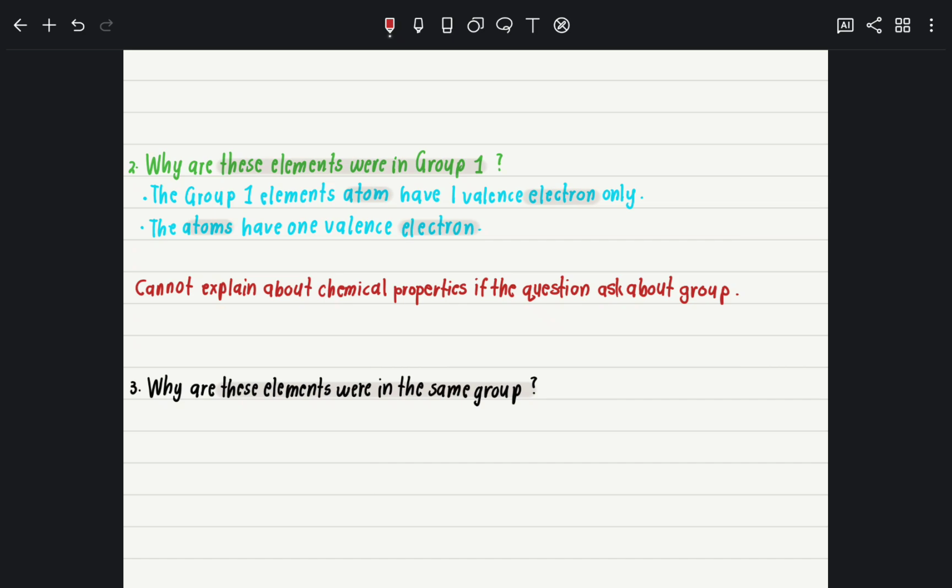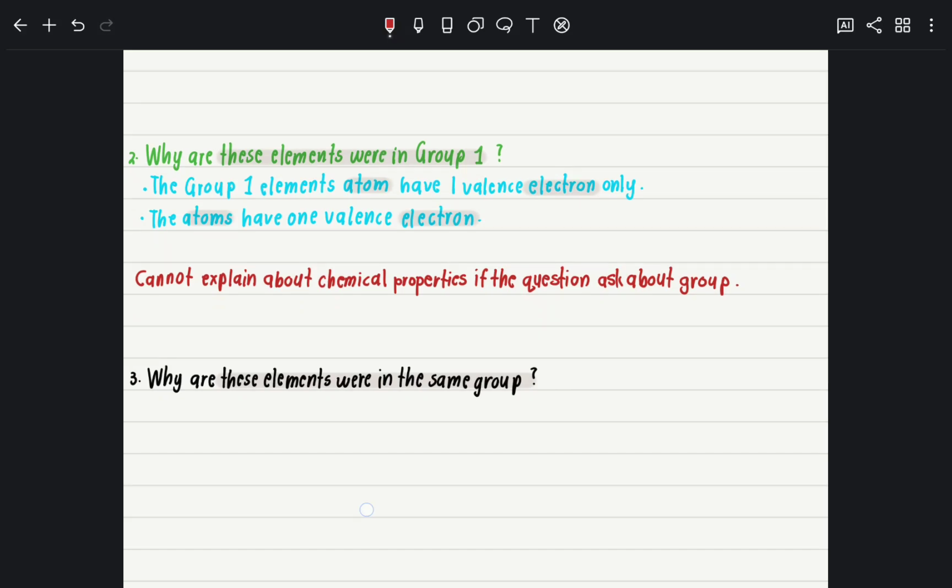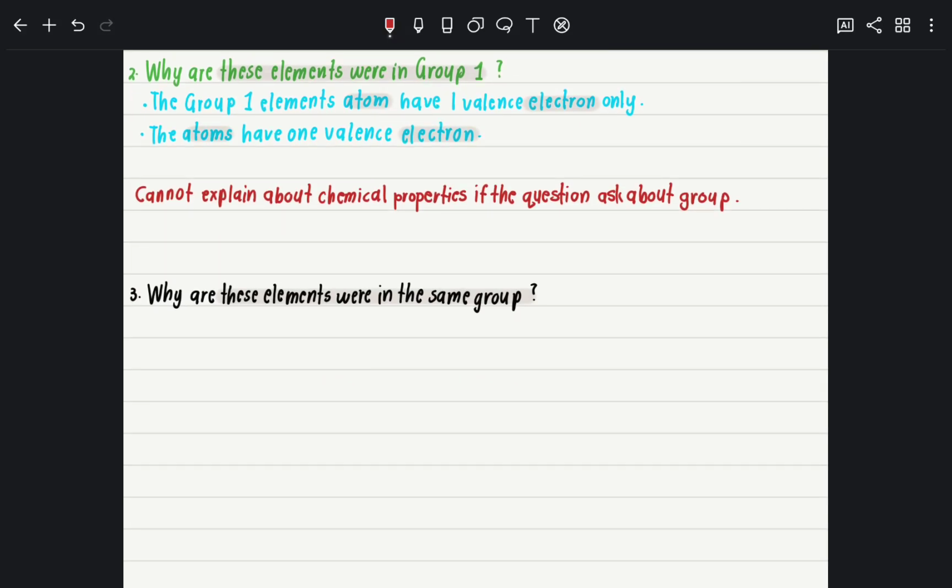Okay, you can make sure the word atom exists there. So better to say the atoms have one valence electron, enough. Okay, this one, same group. Baru lengkap. Okay, now next question.